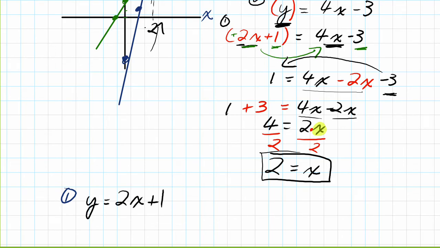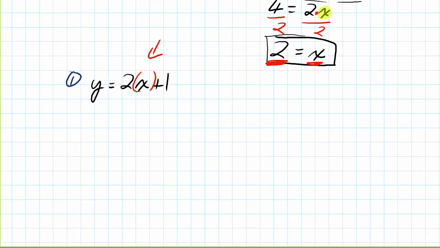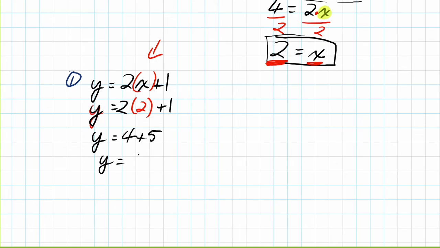We now have a value for x, so we can replace x in this equation with the value of 2. Y is equal to 2 multiplied by 2, plus 1. That means y is equal to 4 plus 1. Y is equal to 5. Sorry, I wrote 5 in anticipation up here, but it should have been plus 1.